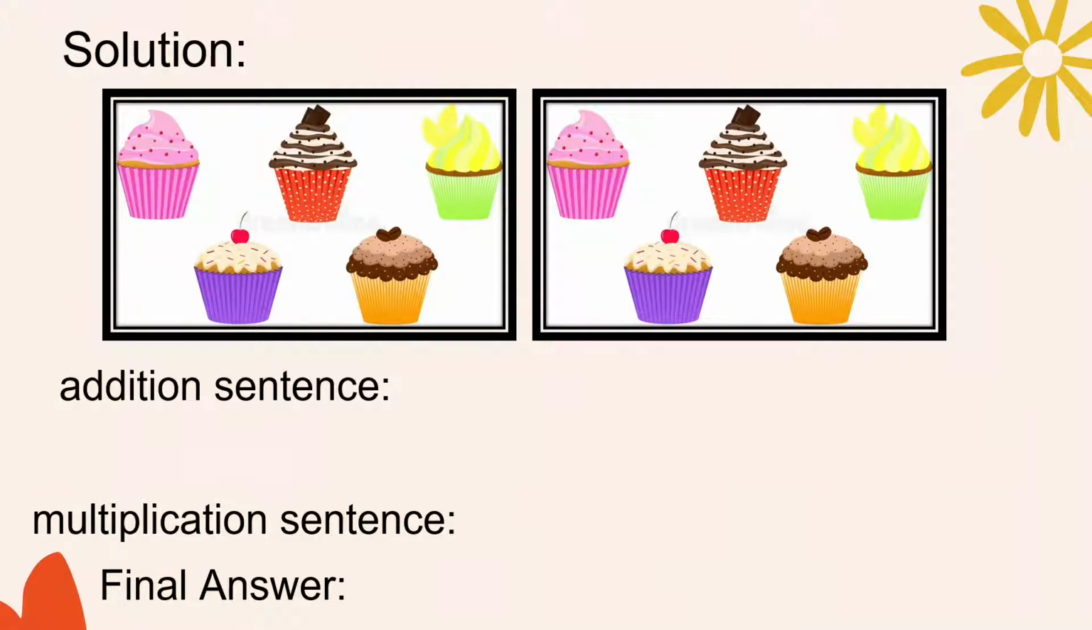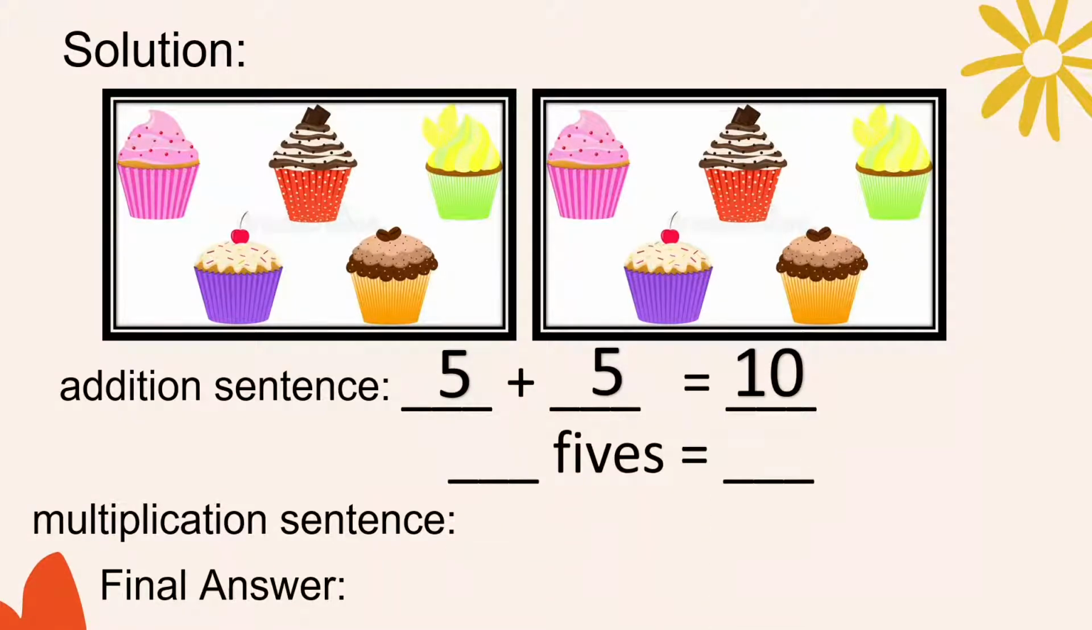Okay, addition sentence. Alright, very good. We have 5 plus 5 equals 10. And let's complete this. How many 5's are there? 2. 2 5's means 10. Yay! Very good. And then our multiplication sentence now in symbol. Our multiplication equation is, okay, the number of groups, 2, times the number of objects, 5, equals 10.